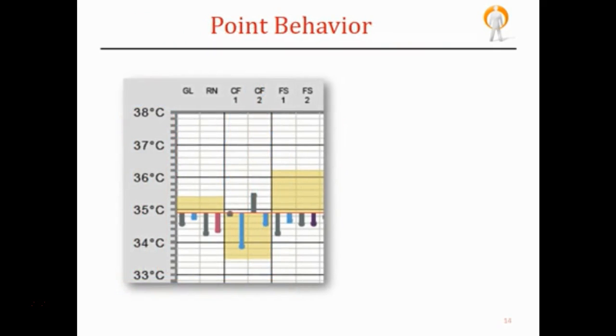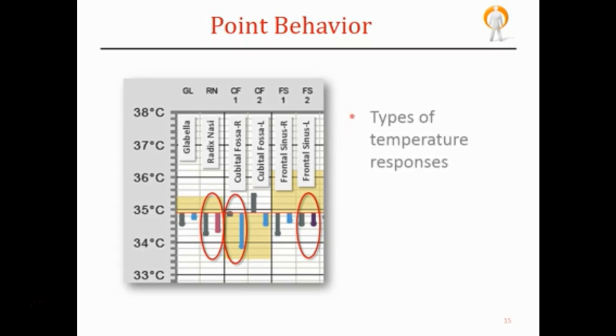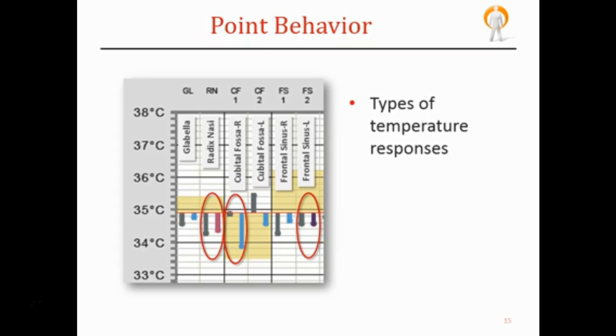The before and after temperature readings for each point are plotted on a graph. The first reading for each point is plotted in a gray color, and the second temperature reading is plotted next to it in a color coded according to its behavior relative to the first reading. There should be a change of temperature between the first and second readings at each point. How much the temperature changes and whether it's warmer or cooler defines what we call the point behavior and reflects a transmission of signals related to the regulation capacity of the underlying organ or tissue.